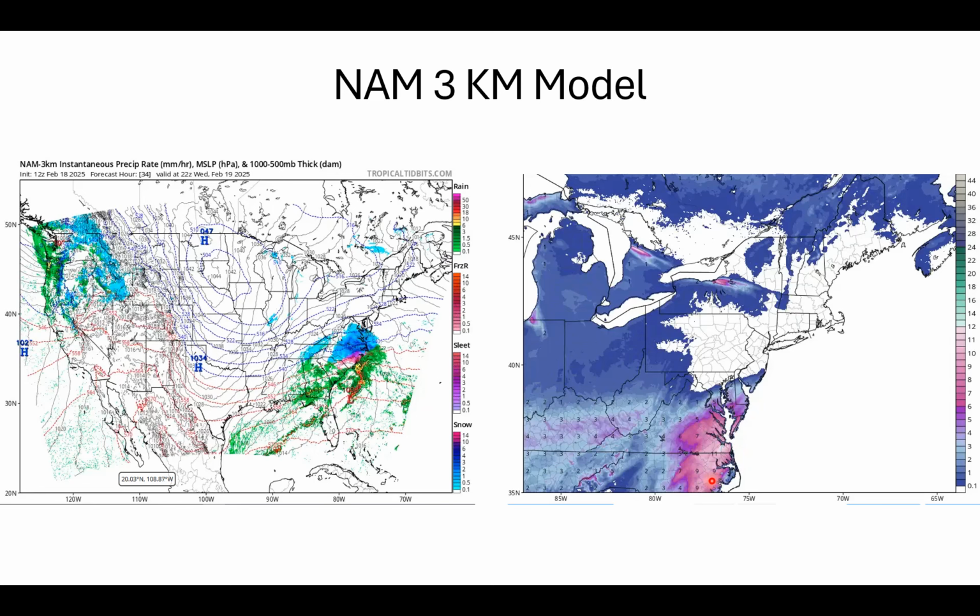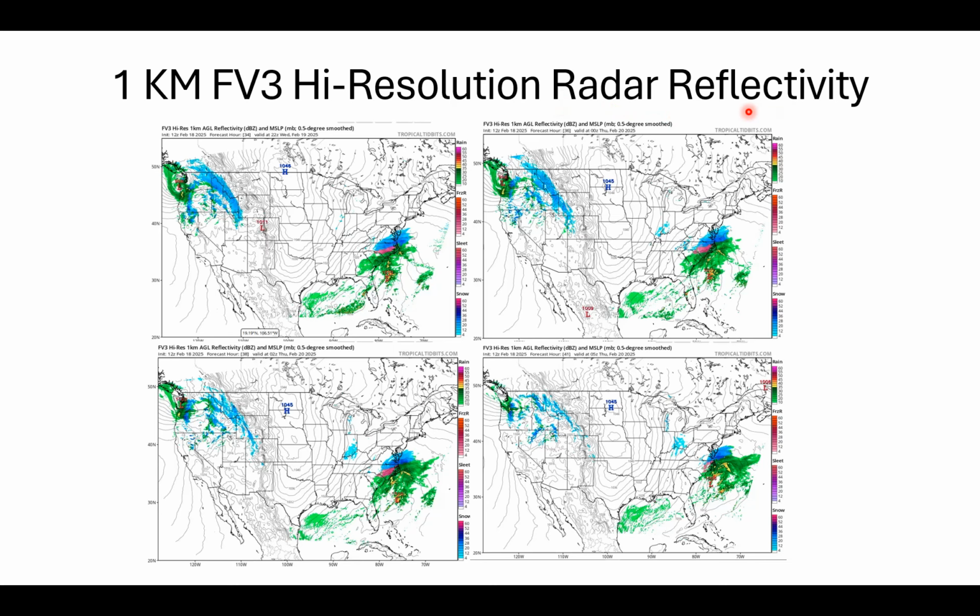How about the 1 kilometer FV3 high-res radar reflectivity? This is a 4-panel I put together, blue being snow, pink mixture, green rain. We're starting over here in the upper left. This is for about 5 p.m. tomorrow evening, showing clearly that low pressure off the South Carolina coast. We got that broad shield of snow across northeastern North Carolina, southeastern Virginia.